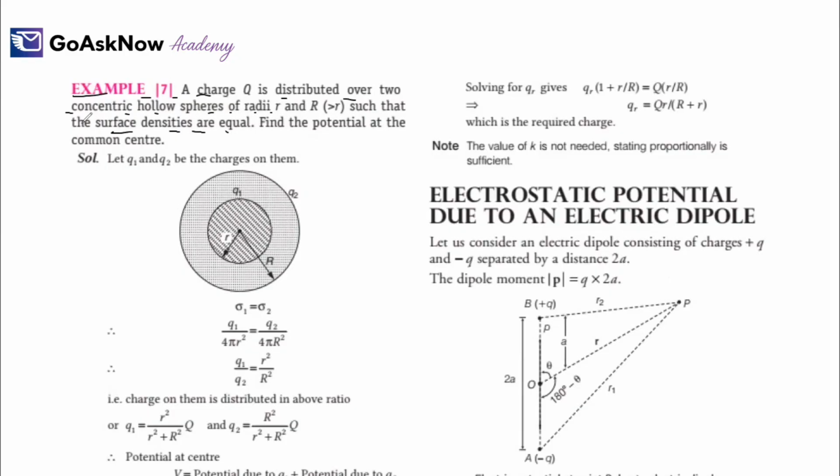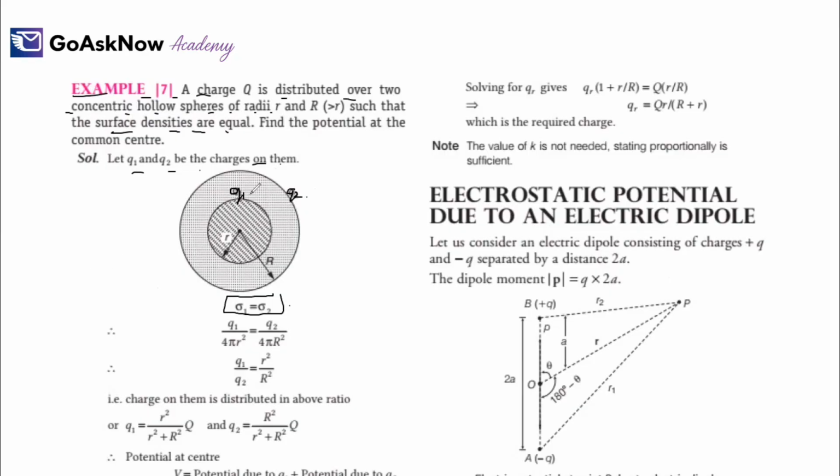Here we will assume that Q1 and Q2 are the charges on them. So there is charge Q1 and Q2 on the surfaces. Q1 is on the inner surface and Q2 is on the outer surface. Okay. So it is also given that sigma 1 is equal to sigma 2. So just apply the formula of sigma.